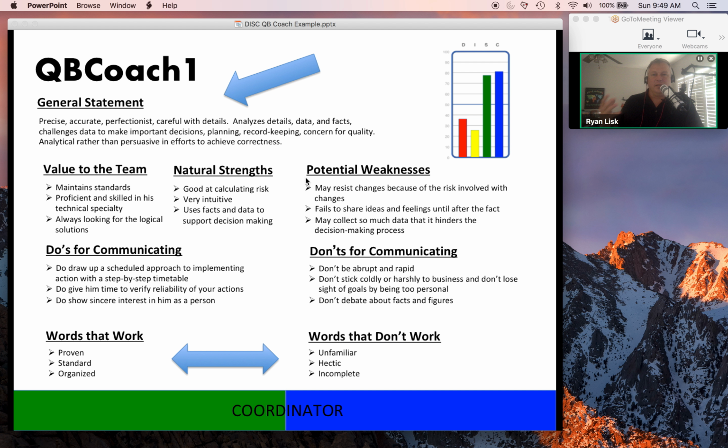General statement. Let's look at this first sentence. Precise, accurate, perfectionist, careful with details. Now, those don't sound like the descriptors for QB1, right? And what we know is that until quarterback coach 1 knows this data, he's coaching in his preferred style, his natural style. So he's using words like proven, standard, and organized. And those aren't working for QB1.